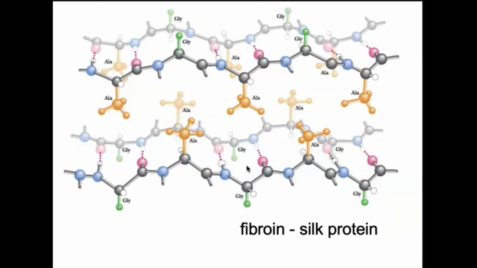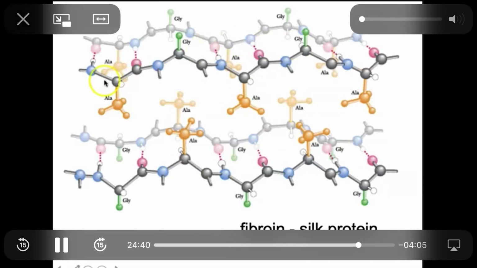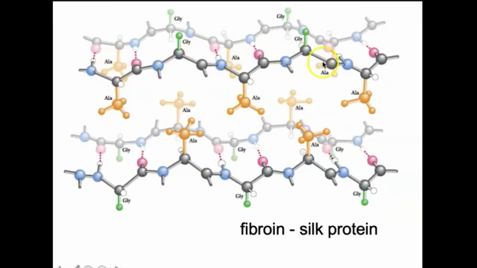Here's a ball and stick model to try to show that. So here you can see one beta-pleated sheet. Here's another one. And the R group, this is the R group from alanine, and alanine is one of those very nonpolar groups. So this R group sticks down from one beta-pleated sheet and an R group sticks up from the other beta-pleated sheet. And alanine is very nonpolar.